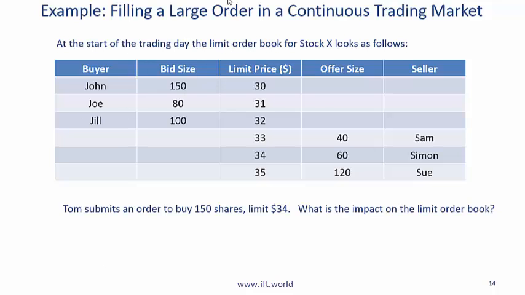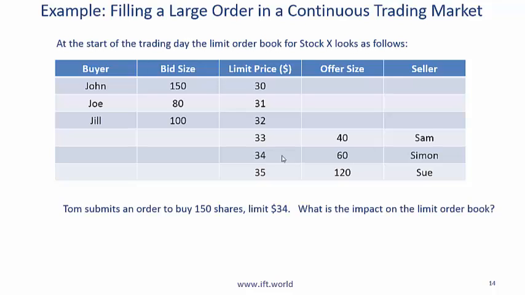All right, filling a large order in a continuous trading market. Let's say at the start of the trading day, the limit order book for a certain stock looks like this. And then Tom submits to buy 150 shares, limit 34. What is the impact on the limit order book? So note that Tom is putting in an order to buy. So these are the offers over here. Sam and Simon are willing to sell at 33 and 34.